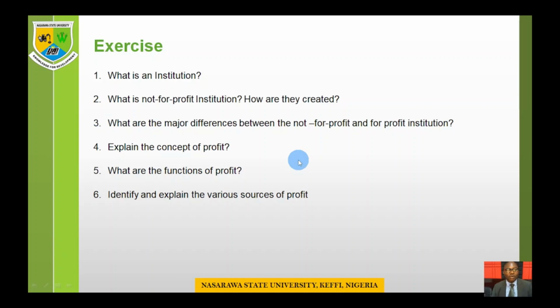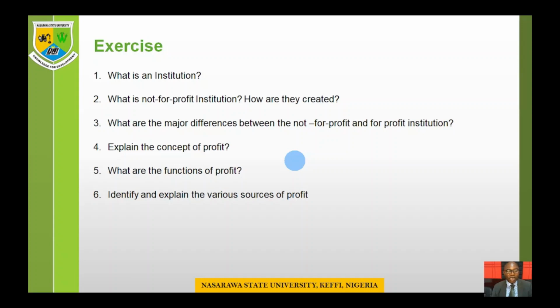So, having considered this, we have some exercise for us to quickly run through. Remember, we have mentioned the objective we are out to achieve at the end of this module, and this exercise will help us, and you have to take note of them for the purpose of assessment. Number 1, what is an institution? You must be able to define an institution from the lecture that you have listened to. Number 2, what is a not-for-profit institution? How are they created? You must know what they are and how they are created.